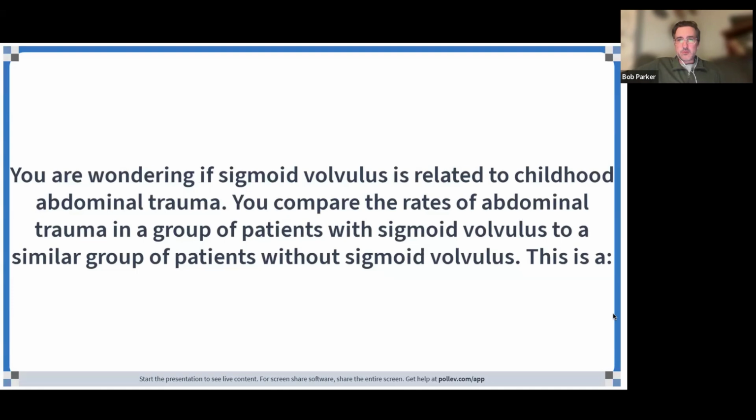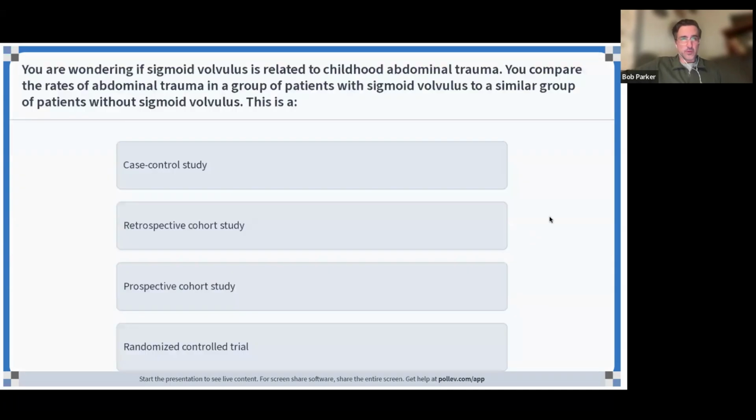All right, another question. You are wondering if sigmoid volvulus is related to childhood abdominal trauma. This is a question that you developed that you just want to see if it is true. So you compare the rates of abdominal trauma in a group of patients who have sigmoid volvulus to a similar group of patients without sigmoid volvulus. This is a case control study, retrospective cohort study, prospective cohort study, or a randomized controlled trial.